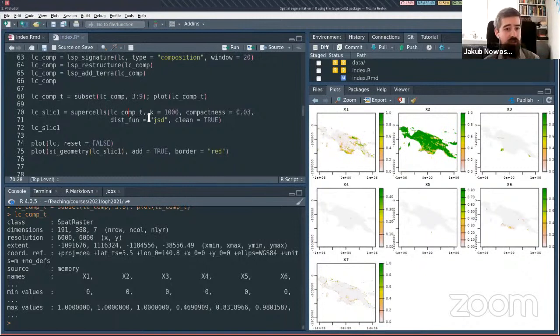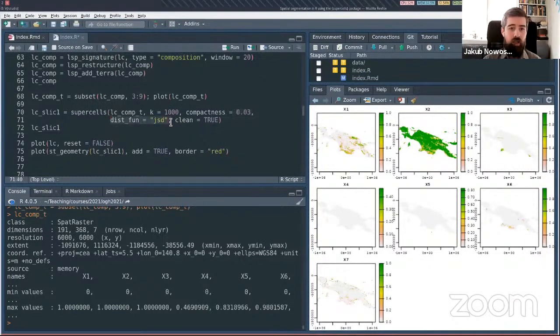With the superpixels function, you remember that we need to provide one or more variables in the form of raster data. Here I've got 7 layers, because each of the layers is related to the proportion of a land cover category. Next, I need to provide how many supercells or superpixels I want to have. I put 1000 in this example, and I need to decide on the compactness value. I'll tell you a little bit more about it in a second.